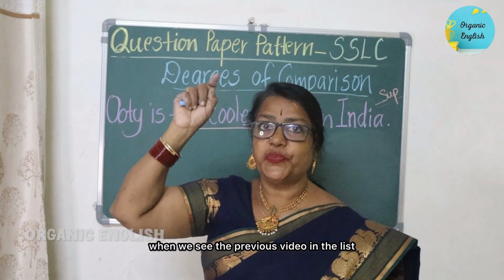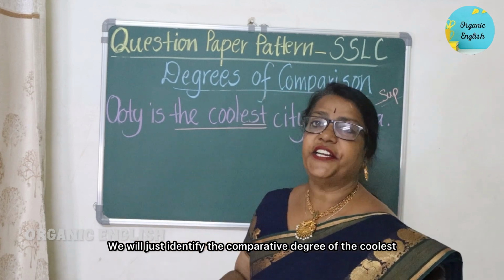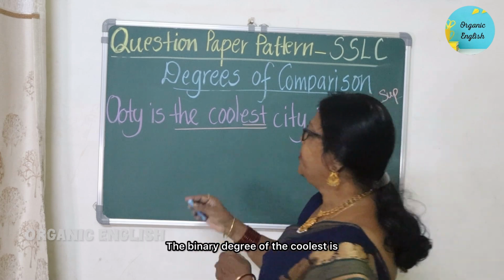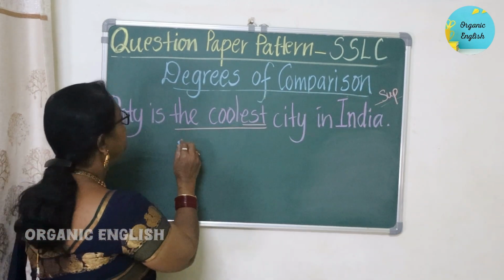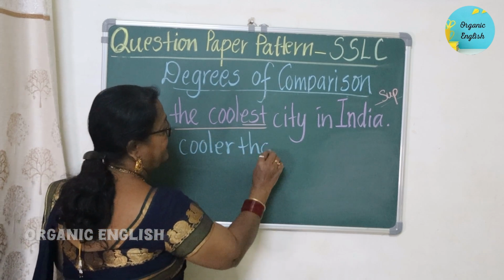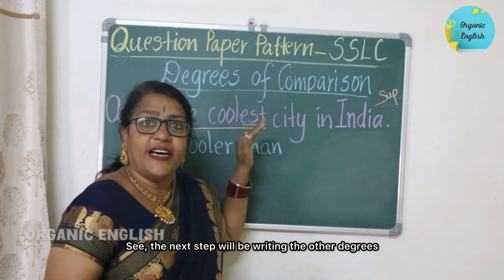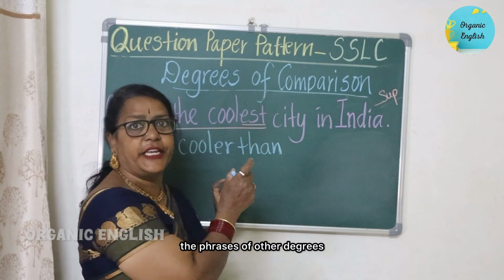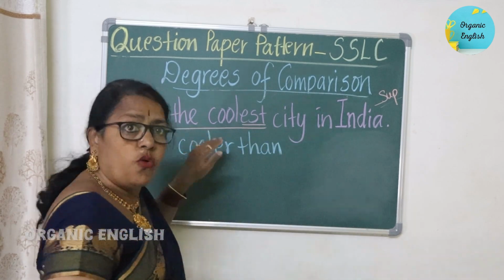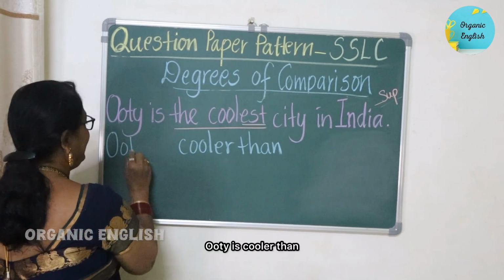What is the comparative degree of the coolest? When we see the previous video in the list, we will identify the comparative degree of the coolest. Comparative degree of the coolest is cooler than. See, the next step will be writing the phrases of the other degrees. Then we will go to the sentence formation. Cooler than. Ooty is cooler than.